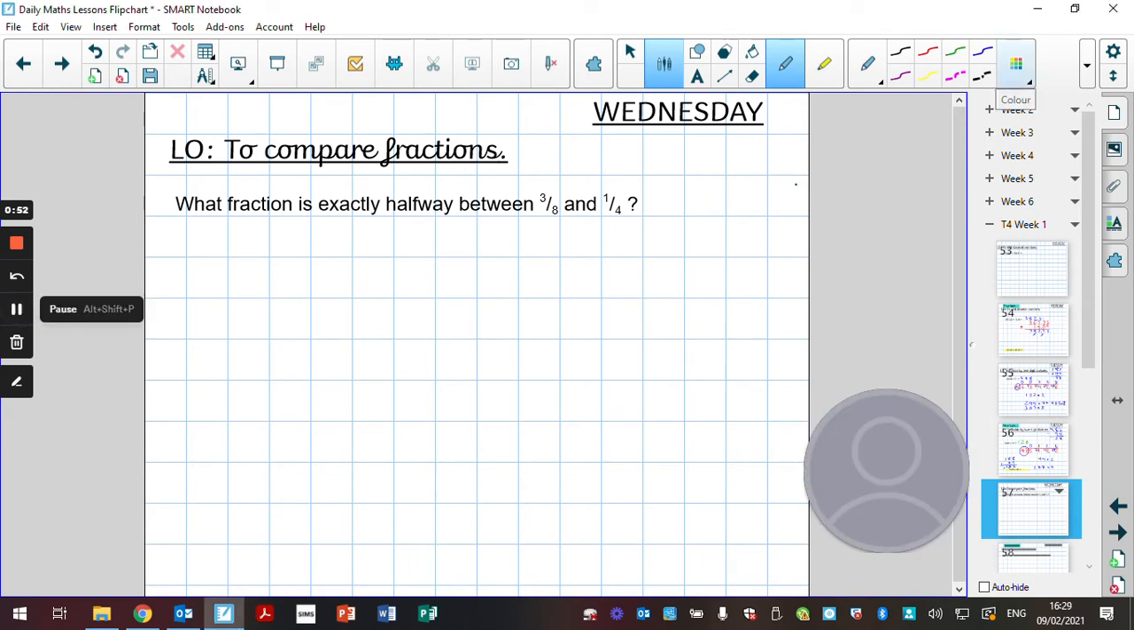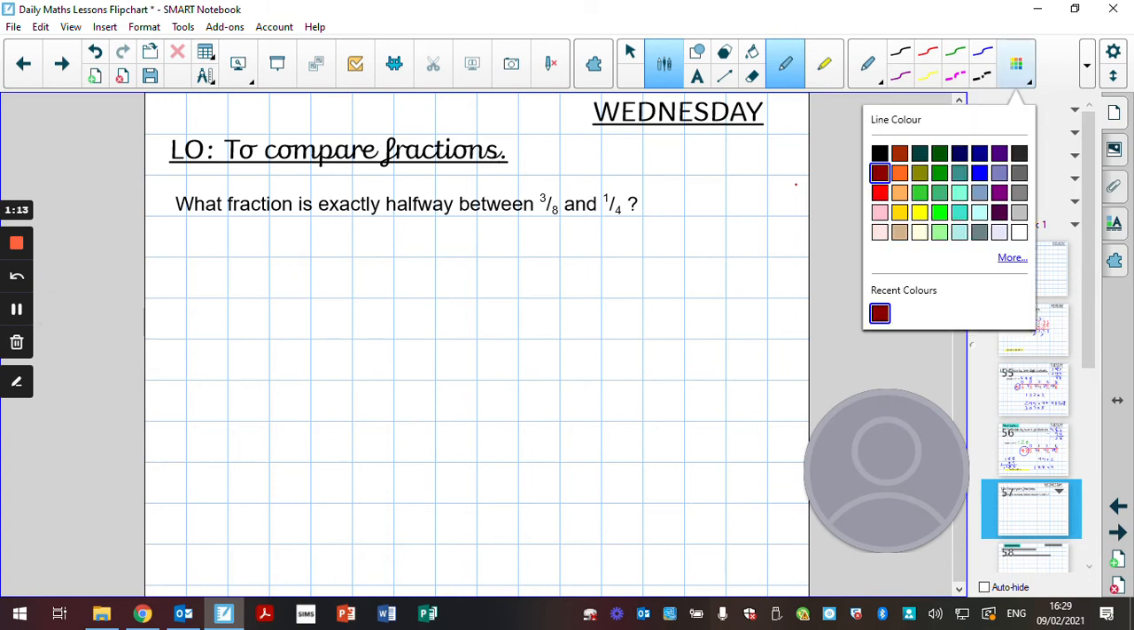Right then, this question is asking you what fraction is exactly halfway between 3/8 and a quarter. This is basically asking you to compare fractions. Hopefully you may notice that at the moment you can't compare fractions because your denominators are different. We've got 3/8 and we have got a quarter. We need to make sure that they have the same denominator to see if there is a fraction halfway between. What do I do to find a common denominator?